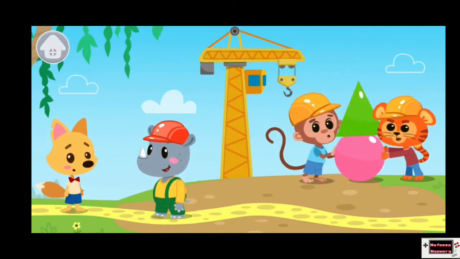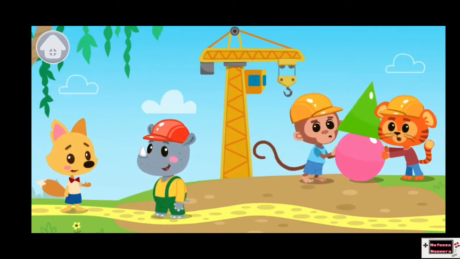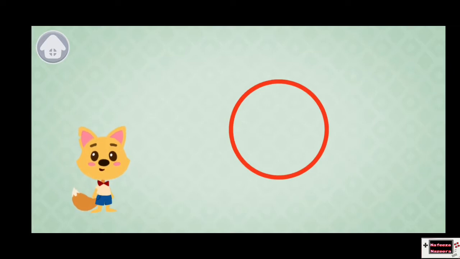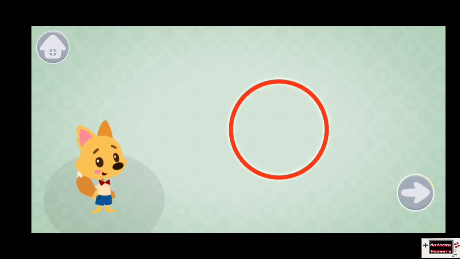Do you know any geometry figures? Let's learn the figures and help in building a playground. This is a circle. The circle has no sides and no angles, so it can roll. The circle is round. Tap on the circle. Tap on the circle. Yes! Tap on the circle. These items are round. Tap on the round items.